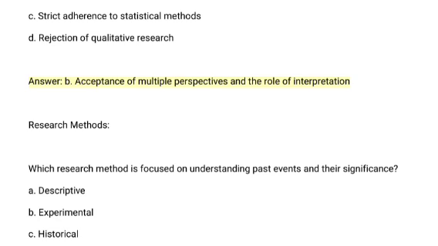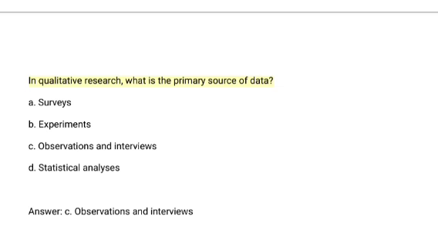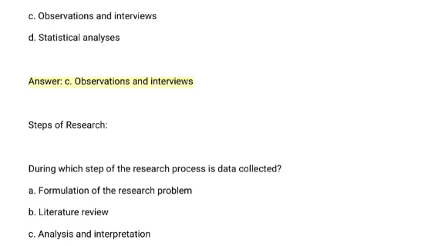Research methods. Which research method is focused on understanding past events and their significance? A. Descriptive. B. Experimental. C. Historical. D. Qualitative. Answer. C. Historical. In qualitative research, what is the primary source of data? A. Surveys. B. Experiments. C. Observations and interviews. D. Statistical analyses. Answer. C. Observations and interviews.